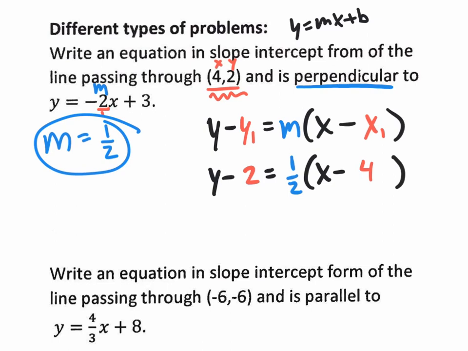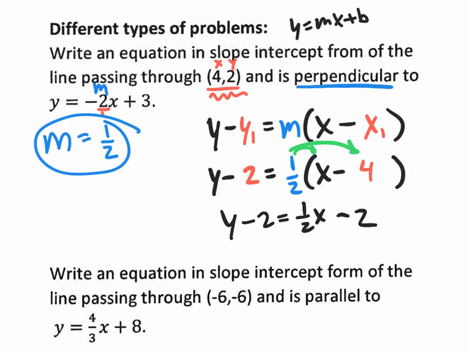Distribute. Okay, so let me distribute 1/2 times x. Well, that'll be 1/2 x. Distribute 1/2 times -4. What's that going to be? -2. Okay, and then bring down the equal sign, bring down the y minus 2, and it's almost in slope-intercept form. All I have to do now is what?